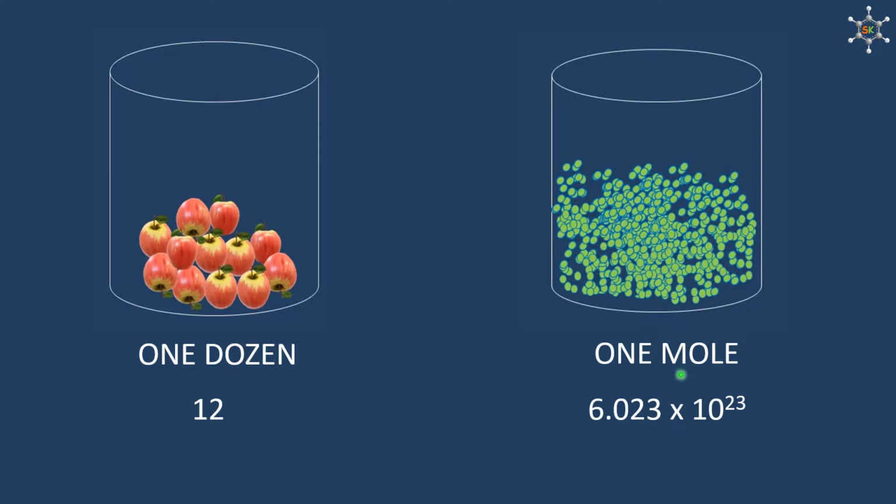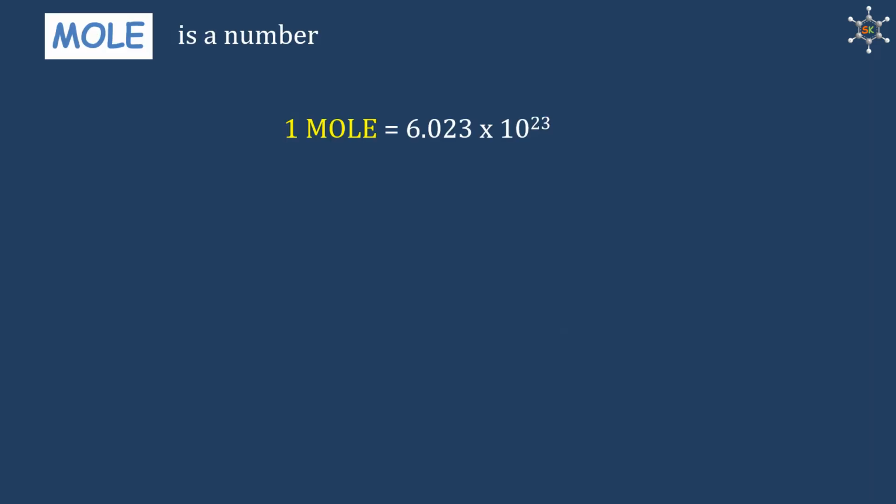Keep in your memory, 1 mole is nothing but a number, and that is equal to 6.023 × 10^23. This number is also called Avogadro's number or Avogadro's constant, and the abbreviation for this is N subscript A. We know now that mole is a number and 1 mole is equal to 6.023 × 10^23.